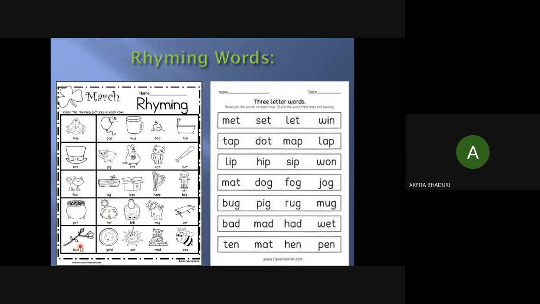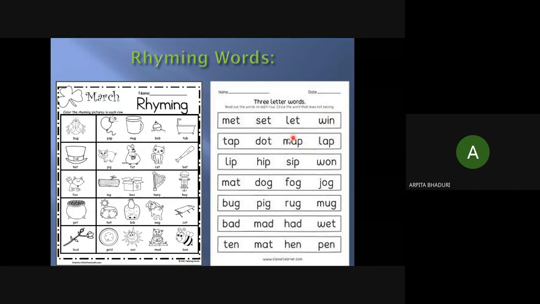Yes. The last one is bud. Bud, which will match with gold, sun, mud or bee? Mud, correct. So this mud one you will color. Have you got it? You have to color the rhyming word. Very good. And this right hand side, you have to circle the one that is not matching. You have to put circle with your pencil, which is not rhyming. Like met, set, let, and win, which is not matching, not rhyming.